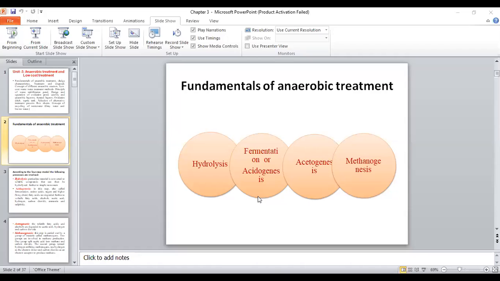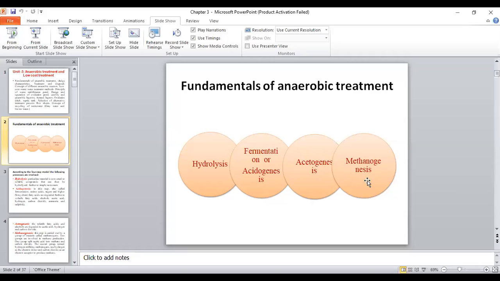Okay. Now the third one is the acetogenesis process. Here the volatile fatty acids and alcohols are degraded to acetic acid or hydrogen, and also into carbon dioxide form. These volatile acids are converted into hydrogen, carbon dioxide and hydrogen sulfide in the acetogenesis process. And the last and very important process is the methanogenesis process.